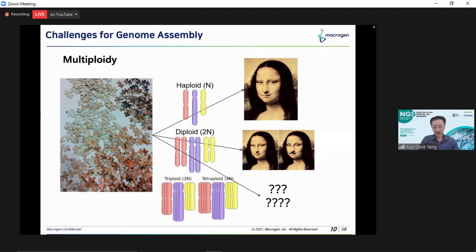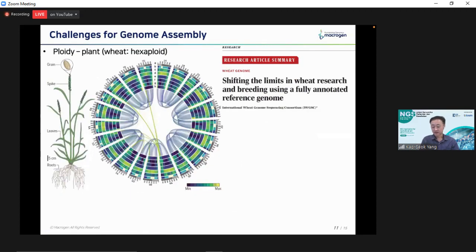And I don't have first-hand experience of triploid or tetraploidy, but I can only guess how difficult it would be. So that's why, this is the wheat plant, which is a hexaploid. So I admire the authors of this consortium very much, because I can only imagine how difficult it is to get a phased genome in a hexaploidy organism.